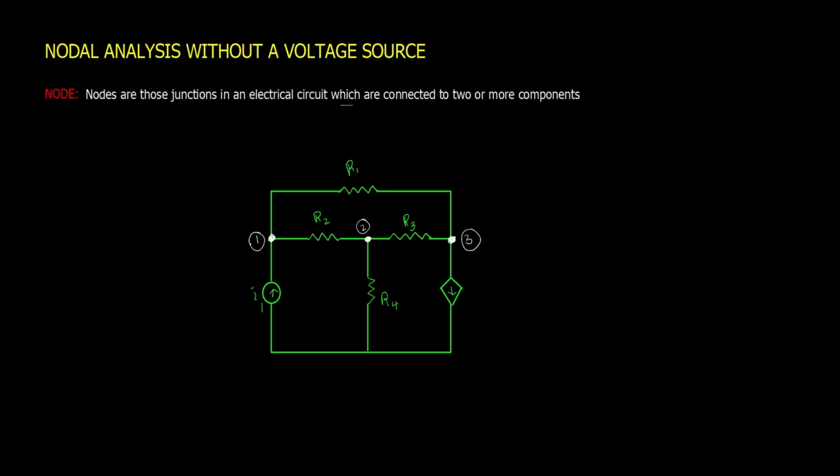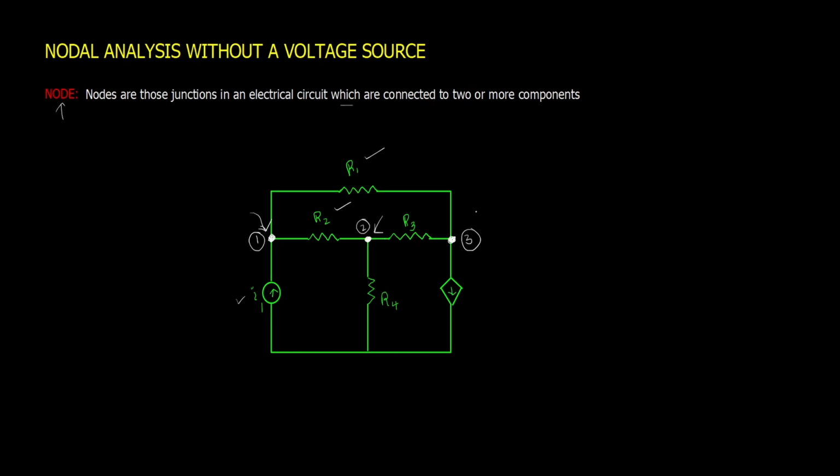If we look at junction 1, we can observe that there are two resistors R1 and R2 and a current component I1 connected to it. So this junction is called a node. From the definition of a node, you can say that junction 1 is a node. In a similar way, at junction 2 there are three resistors R2, R3 and R4 connected to this junction. So by the definition of a node, this junction is also a node.